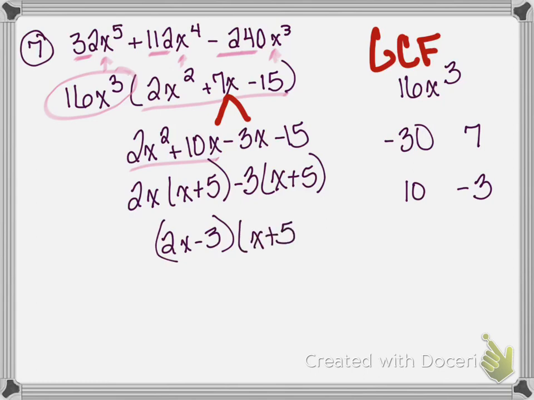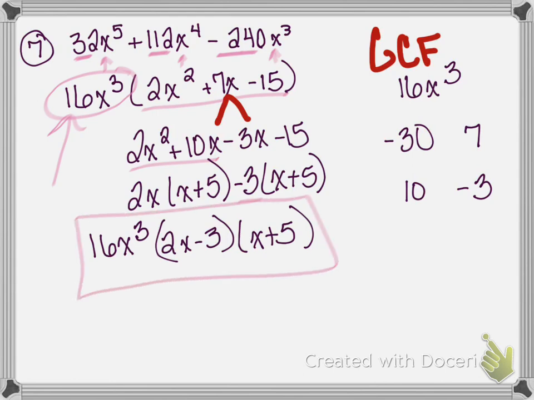But don't forget, we've got to go back and get our GCF because that's part of our answer. So I have 16 x to the third times 2x minus 3 times x plus 5. And this is my final answer right here.